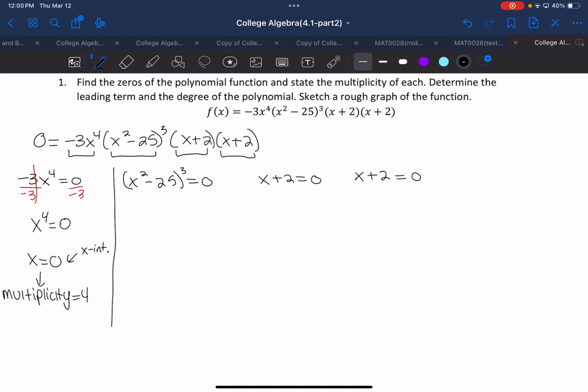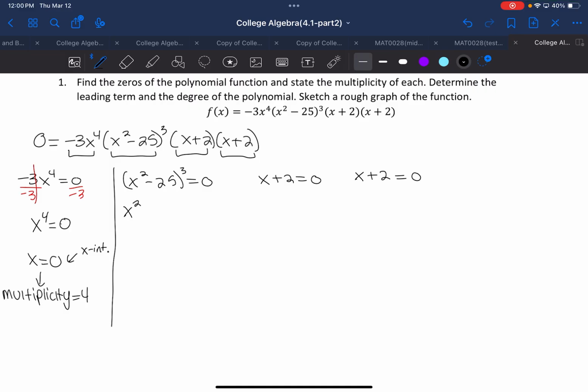is (x squared minus 25) all cubed is supposed to equal 0. So again, I can cancel that exponent of 3 by taking the cube root of both sides, which is just going to leave me 0 on the other side. So I'm not even going to do that. I just care about what makes the inside equal to 0. Does that make sense?